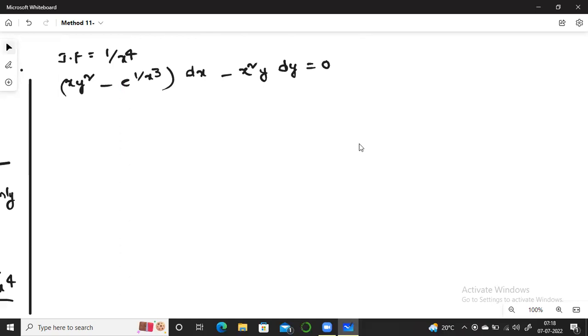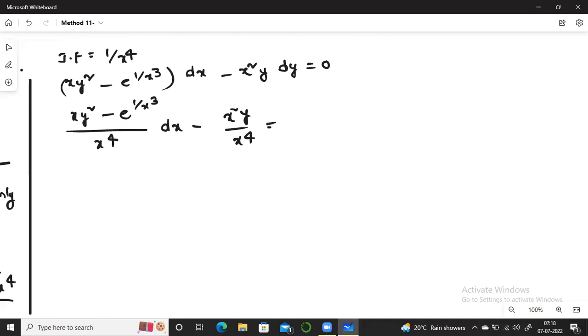So not much difficult. You multiply with this integrating factor. So I'm multiplying xy squared minus e to the power 1 over x cube over x to the power 4, because 1 over x to the power 4 you are multiplying with dx, minus x squared y over x to the power of 4, is equal to, sorry, M dx plus N dy is equal to 0. So this is the equation.